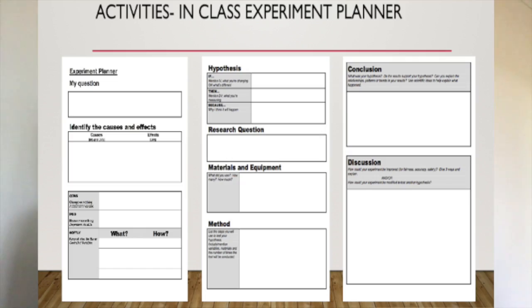In the Explore phase, the teacher will introduce the questions and ask students to predict what they think will happen. An experiment planner will be given to each student, and the class will work through the causes and effects, hypothesis, research question, materials, equipment and method, as well as designing a table for their observations. An example of the experiment planner is included in your information pack.